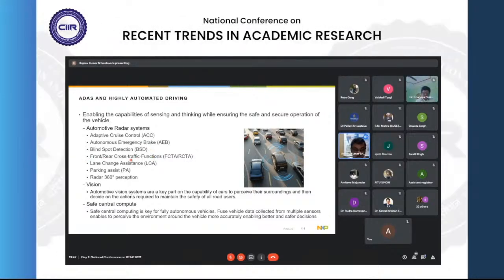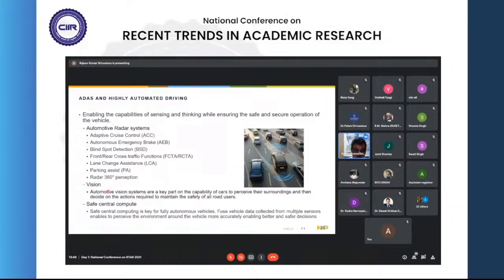Then front and rear cross traffic functions. So that is used for several reasons. That is mostly for crossings where you have a red light, green light, whatever. And apart from that, also if there is no traffic light, then it will sense if the traffic is going on or not. And based on that, it will take a decision. Then lane change assistant, parking assistant, and of course, you have a 360-degree perception while sitting in the car. So this is all based on radar.